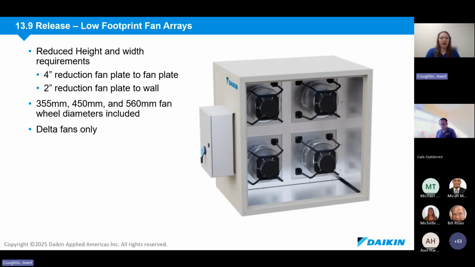And then the final major feature that we're excited to announce is our low footprint EC fan array option. Through testing, we were able to confirm that we're able to safely reduce the spacing of our fan arrays by 4 inches from fan plate to fan plate and 2 inches from fan plate to cabinet. So this means that we are able to offer the same size fan array in a smaller overall cabinet size. This option is currently available for Delta fans in 355, 450, and 560 fan sizes.